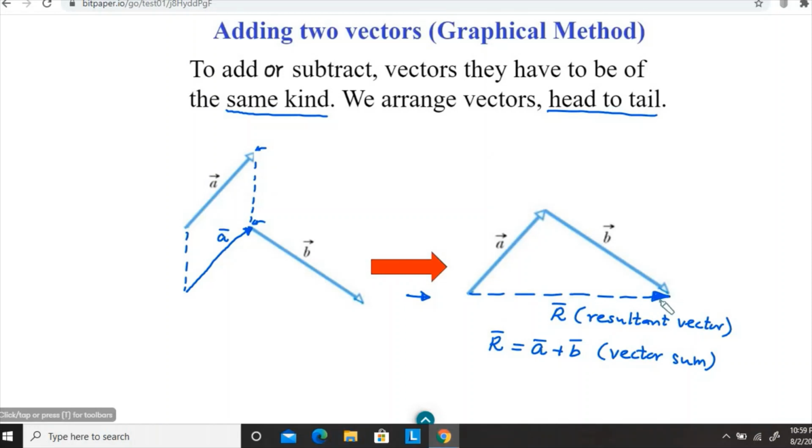The direction of the resultant vector gives the direction of the sum. The magnitude, or the length, of the resultant vector gives you the magnitude of the vector sum. So this is a very simple method to find the vector sum. However, since we have to graphically draw vectors and connect them, that takes time, and as a result we rarely use this method to find the resultant vector.